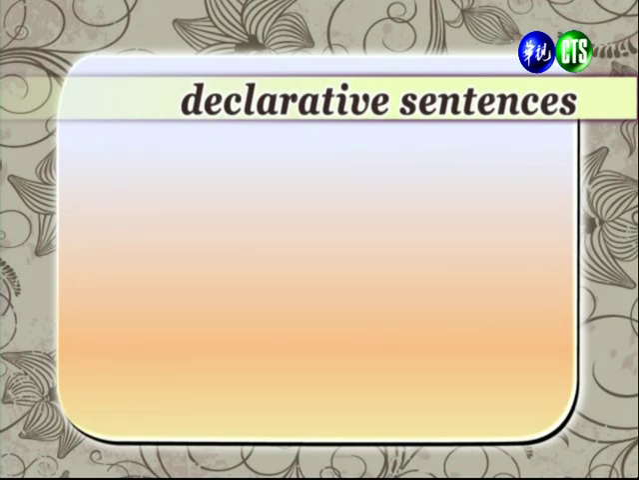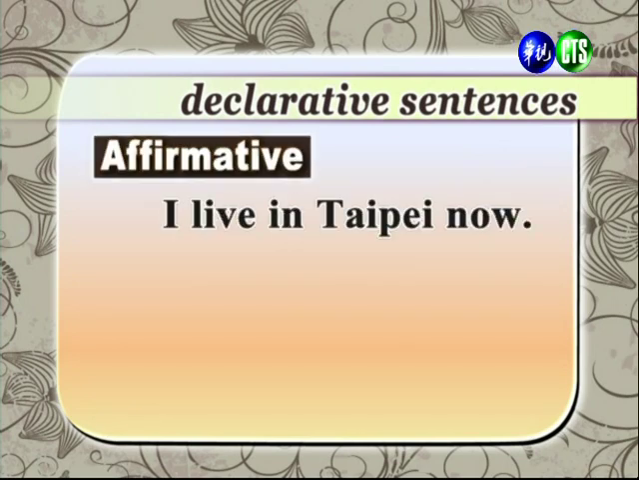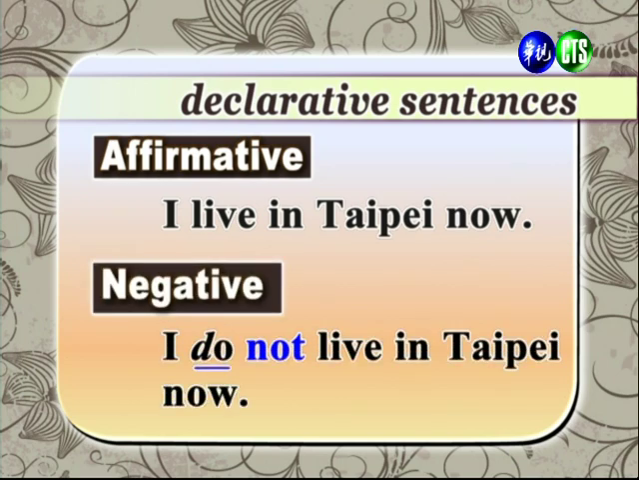Right, and if we look at our next example, the declarative sentence is, "I live in Taipei now." And the negative sentence becomes, "I do not live in Taipei now." And again, you see here, we form the negative sentence by adding the word not after the auxiliary verb do and before our main verb live.